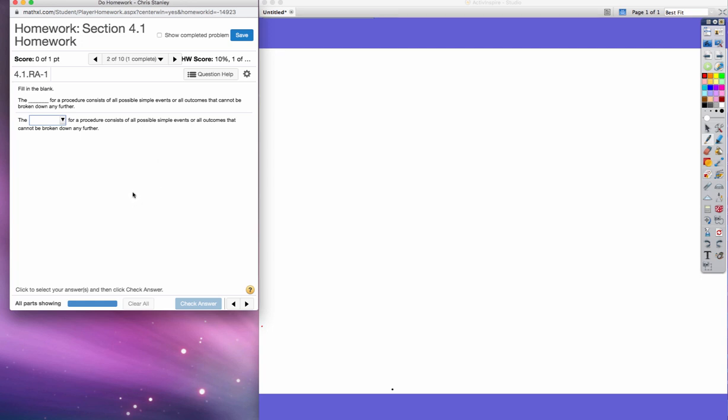The blank for consists of all possible events. That should be the sample space. So the sample space would list every possibility of some random phenomenon.